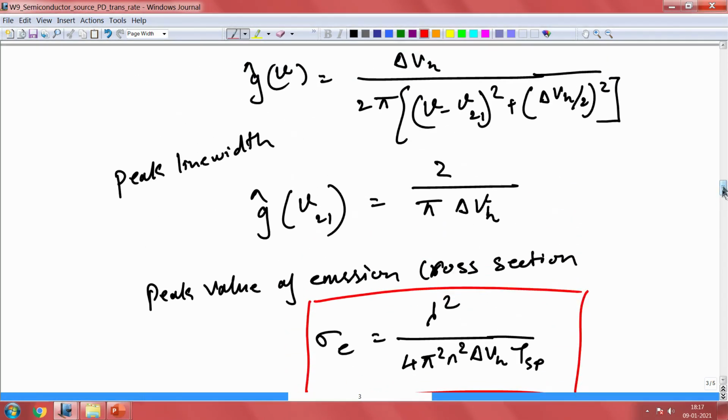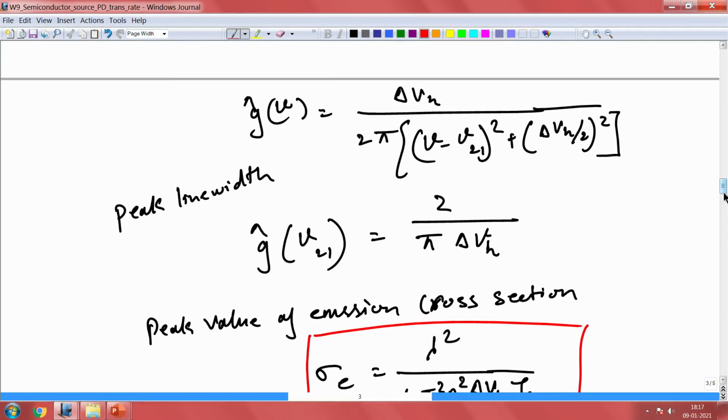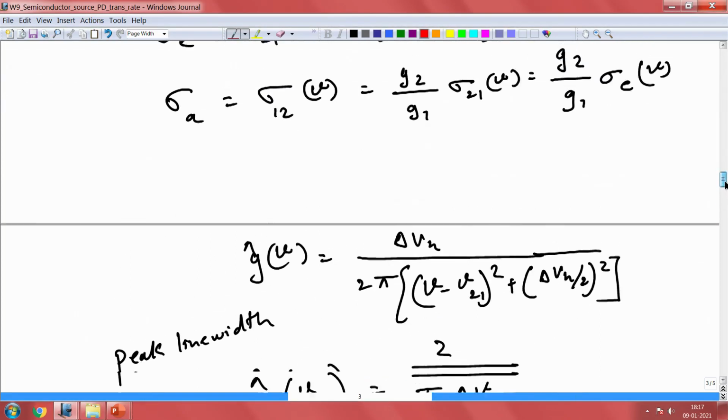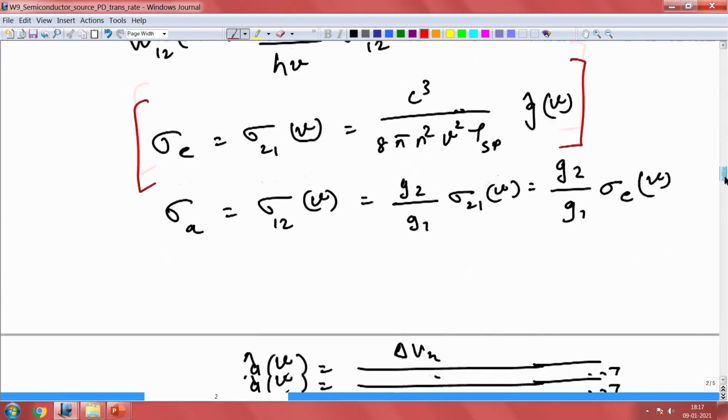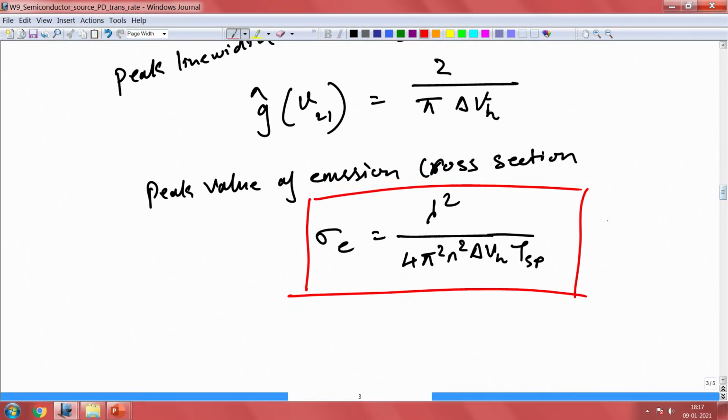So, we know that this is what you get, and more importantly we can also calculate the emission cross section from here. This is something we saw, and we know where the peak is, and by substituting this we got the actual emission cross section. This is something that we can actually measure and then calculate. Based on this calculation we can find out how much our emission cross section is.